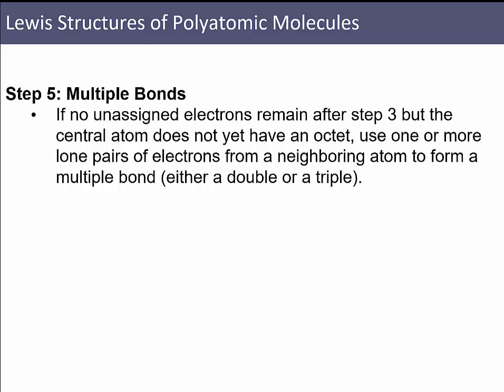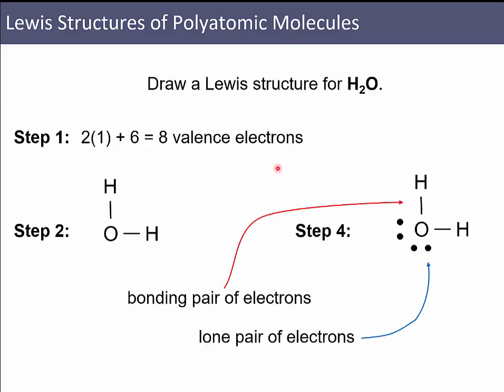Let's draw the Lewis structure for water. So we're going to start off with water. We've got 2 times 1, that's coming from the hydrogen electrons, and then 6 electrons for a total of 8 valence electrons. First thing we do is we're going to put our electronegative atom in the middle, and then we're going to draw a bond between each thing. So we've got 4 electrons that we have used. We don't need to do anything else to the hydrogen. The hydrogen duet is satisfied.